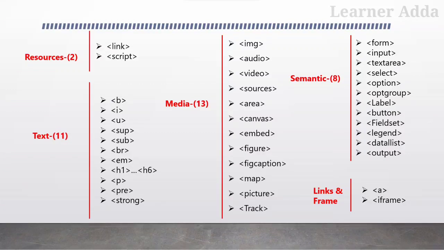You can see many tags that are newly introduced in HTML5. For example, audio, video, canvas, figure, figcaption, etc. are newly introduced tags in HTML5. And the form tags are 12, including HTML4 and HTML5 tags, that is form, input, textarea, etc. And the link tags are two, that is a and iframe.